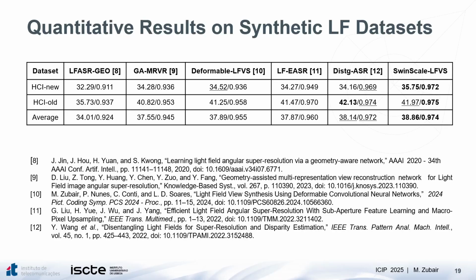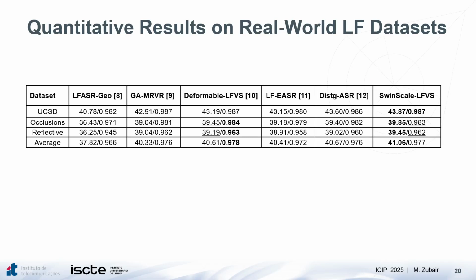In results, we are first going to discuss the synthetic light field datasets. As you can see on the screen, in HCI we have the best result as compared to other methods. While in the case of HCI old, we are second in terms of PSNR, while in SSIM we are first. On average, we have the best result as compared to other methods. Now in the next slide, I move to the quantitative results of the real world light field dataset.